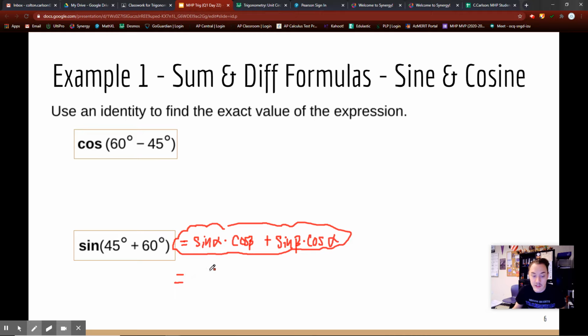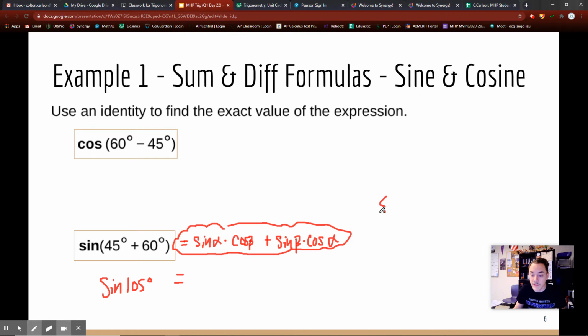So let's actually solve this. What am I actually solving for? Like this one was cosine of 15, because 60 minus 45 is 15. 45 plus 60 is actually 105. Okay, so I'm actually solving for sine of 105. Obviously not on the unit circle, right? Of course, your TI-36X Pro will more than likely be able to do this. I'm going to do it by hand.